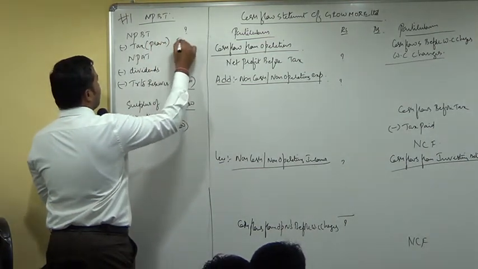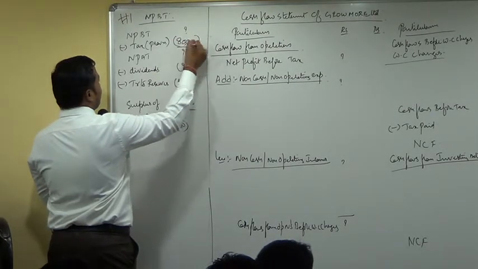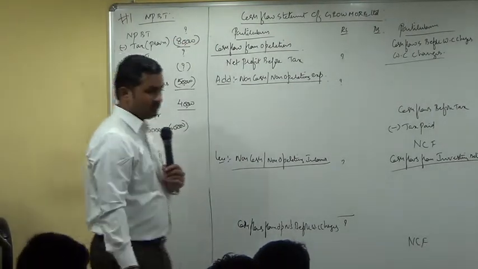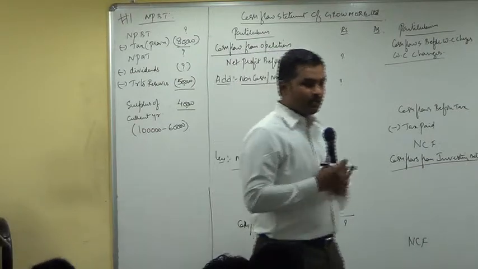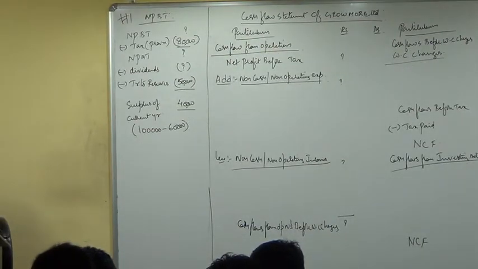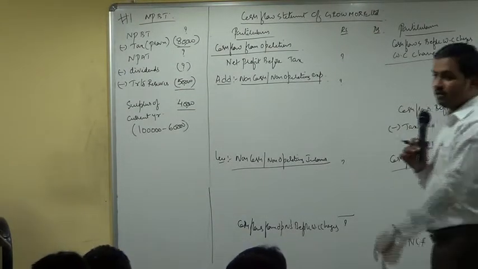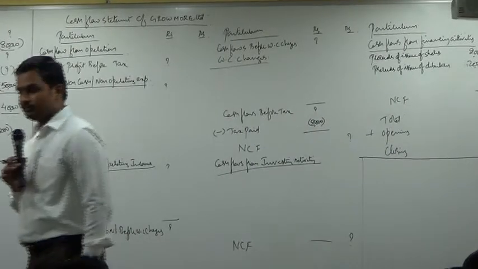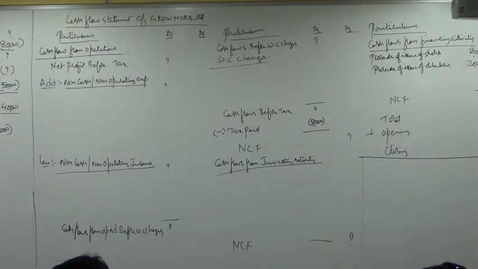So how much was provided during the year? I told you in P&L account we show tax provision. So we now know the tax provision for the current year. What was the tax provision for the current year? 80,000. There we are going to show it. Next.